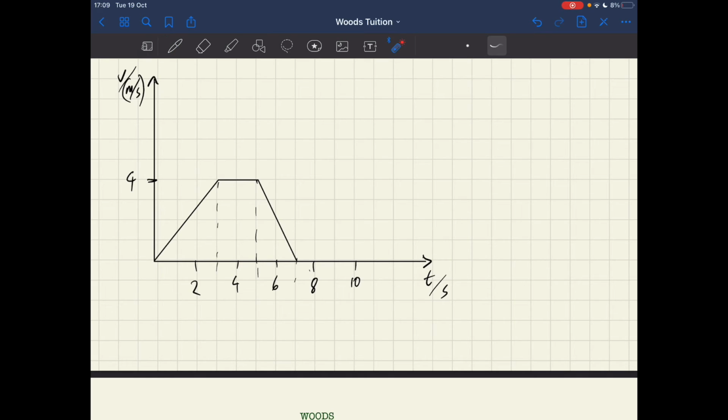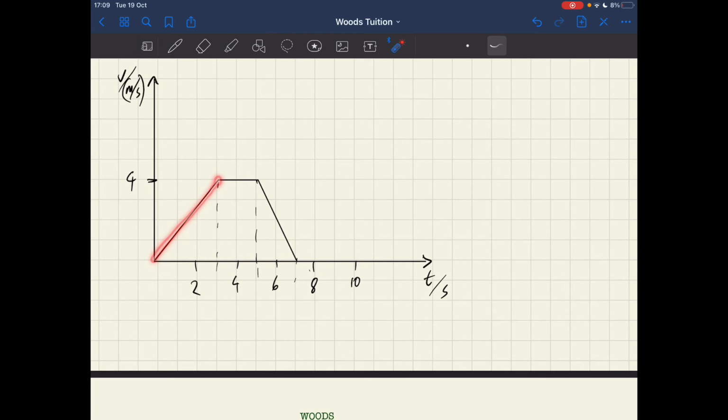So in the first part of the journey, we started off at a point A at 0 meters per second at 0 seconds. So he starts off at rest, or the ball starts off at rest, or whatever the object that's being used to get this graph, it started off at rest. Then within 3 seconds, it accelerated to 4 meters per second.